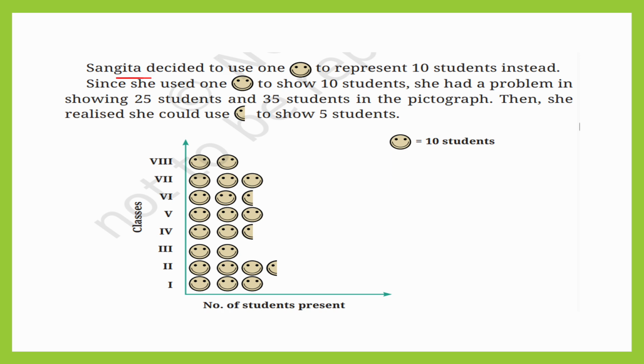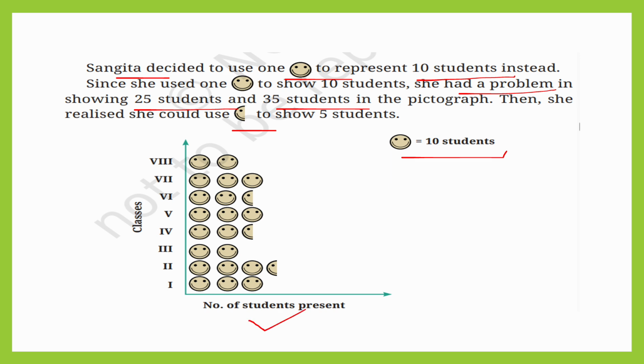Sangeeta decided to use one symbol to represent 10 students instead. Since she used one symbol to show 10 students, she had a problem in showing 25 students and 35 students in the pictograph. Then she realized she could use half symbol to show 5 students. So, she used one symbol to represent 10 students. So, in order to represent 25 students or 35 students, she could use half symbol. Half symbol represents 5 students.